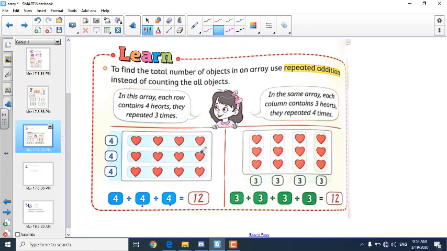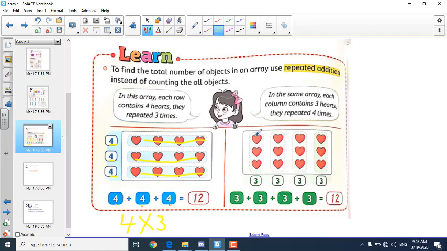Here in this array, I have 1, 2, 3 rows. I have 3 rows. Each row has 4 hearts. So 4 repeated 3 times. Okay, so 4 plus 4 plus 4 equals, yes, 12.